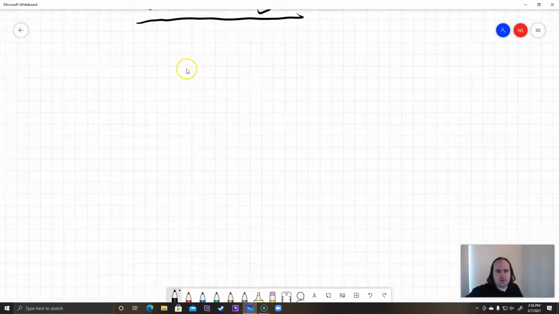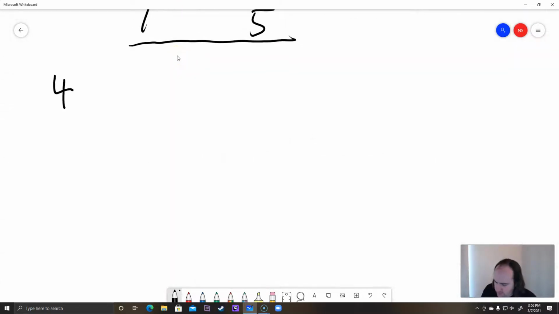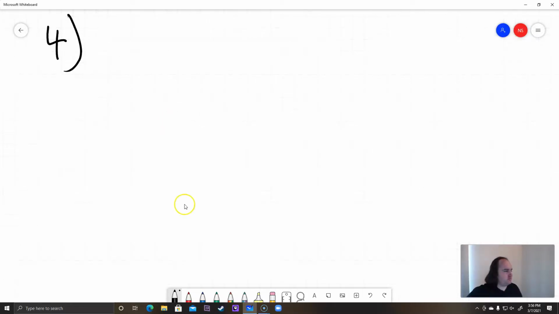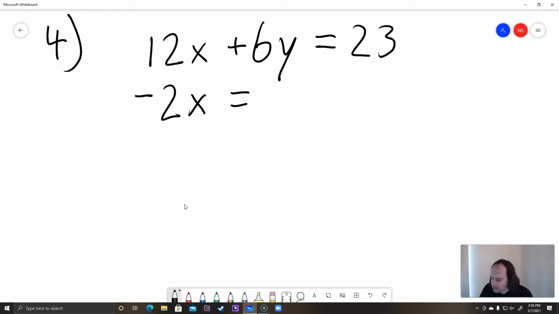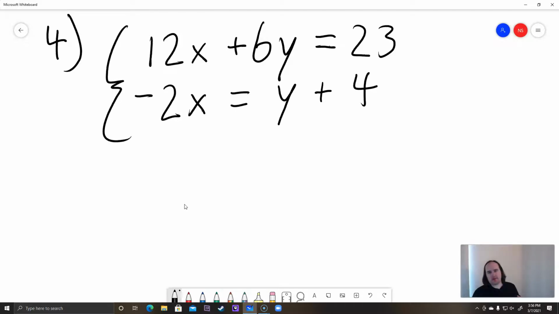Okay, so this is going to be example number 4. So for example number 4, we have 12x plus 6y equals 23. Okay, 12x plus 6y equals 23. And then the second equation is negative 2x equals y plus 4. Okay, so 12x plus 6y equals 23, and then negative 2x equals y plus 4. Excuse me, I misspoke.